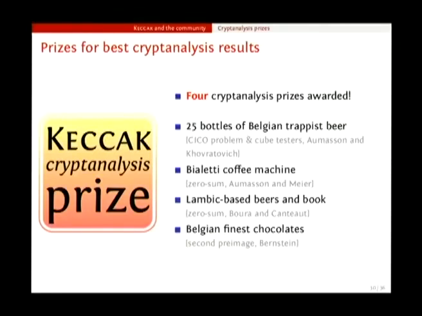And so we gave some Belgian Trappist beer, including Westvleteren, to Jean-Philippe Aumasson and Dmitry Khovratovich. Guido bought a very nice Italian coffee machine. I gave also to Jean-Philippe and Willi Meier. Then again some beers to two French girls, and then some chocolates to Dan Lunstein.